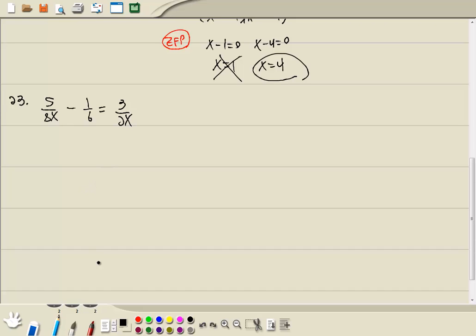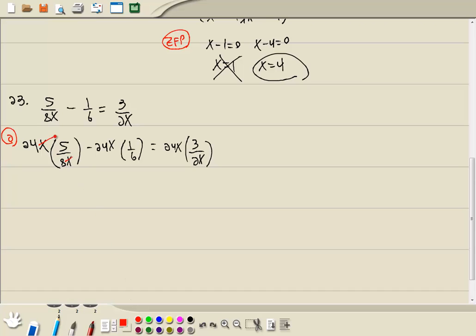This is a rational equation again. First step, get rid of parentheses, don't have any. Second step, get rid of fractions. Multiply everything by the LCM of all your denominators. Well, if I take a look at 8, 6, and 2, that would be, what would that be? 24. Now for the x's, I'm looking for the greatest number of x's in a single denominator. There's 1 here, none here, 1 here. So the greatest number of x's in a single denominator is 1. So our LCM is 24x. So I'll multiply that times 5 over 8x minus 24x times 1 over 6 equals 24x times 3 over 2x.